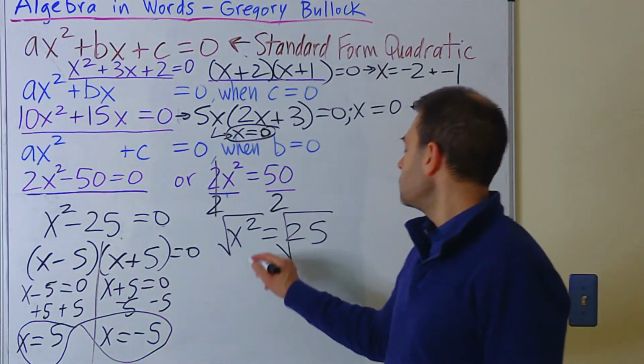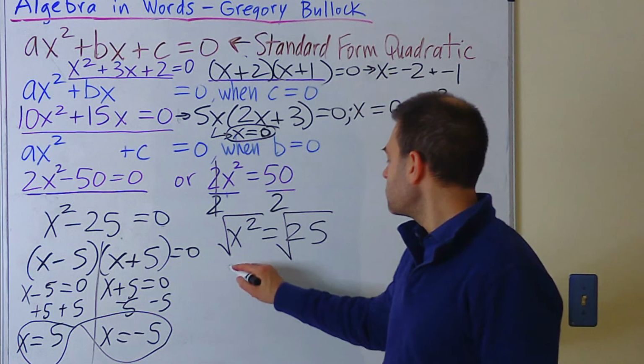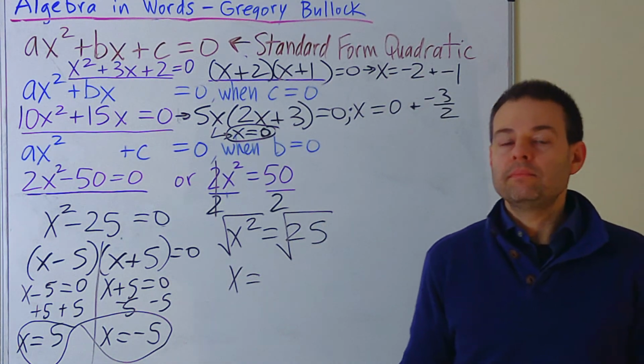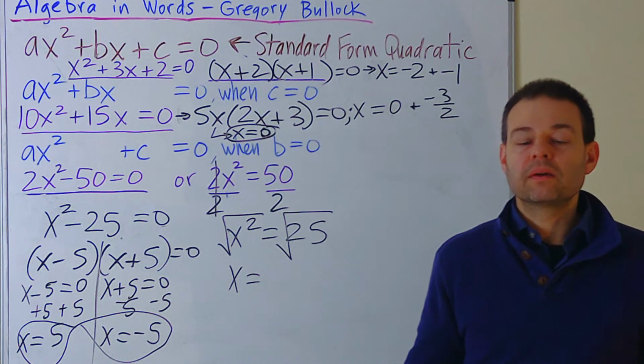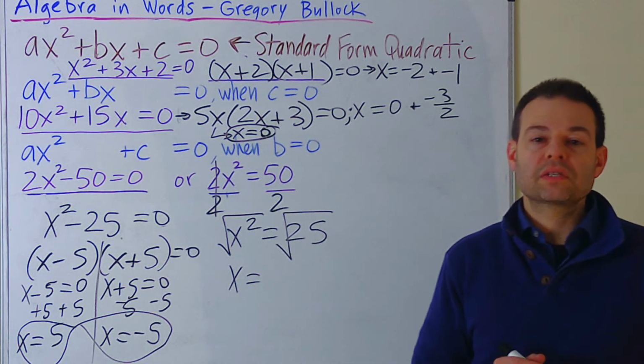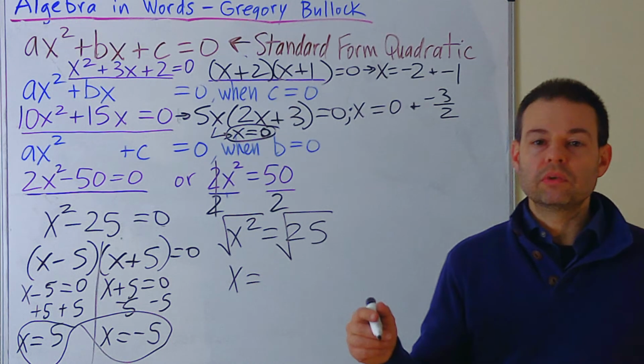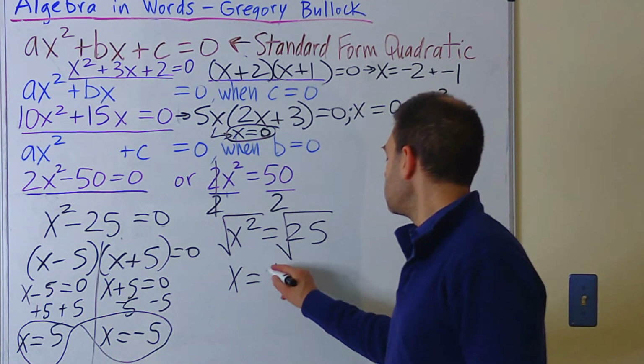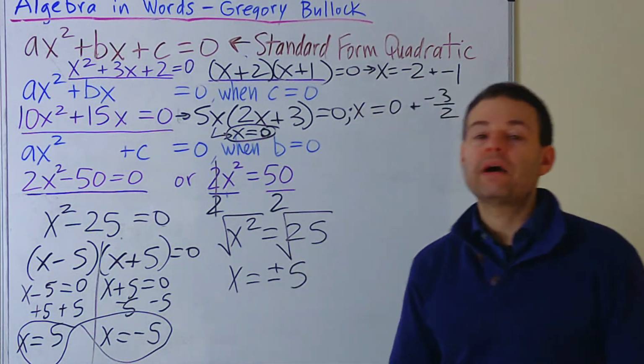On the left, square root of x squared is x. But what is the square root of 25, or of any positive perfect square? Always remember that the answer is going to be plus or minus the square root of it. So the square root of 25 is plus or minus 5.